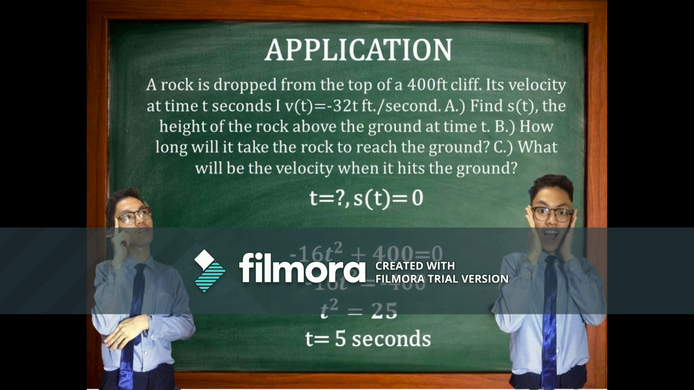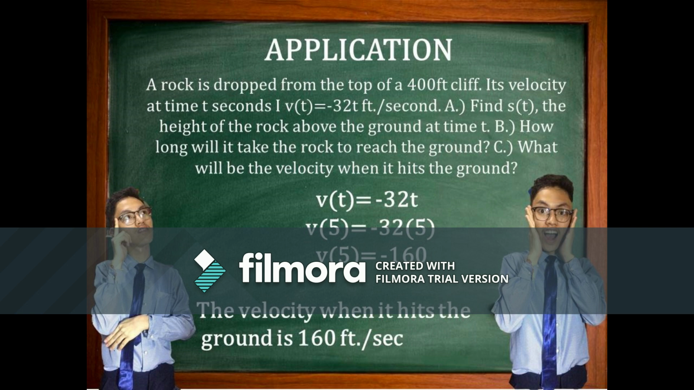Let's go to the second question. When the rock hits the ground, it is 0 feet off the ground. Therefore, s of t is equal to 0. So we set s of t equal to 0 and solve for t. That would be negative 16t squared plus 400 is equal to 0. Transpose 400 and it would be negative 16t squared is equal to negative 400. Divide both sides by negative 16 and our t squared would be 25. Find the square root of 25 and t now is equal to 5 seconds.